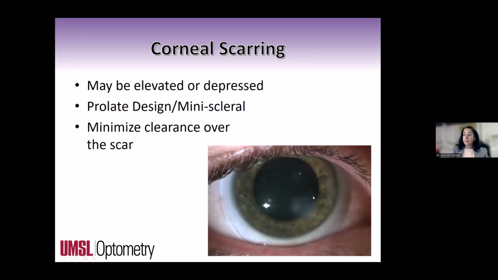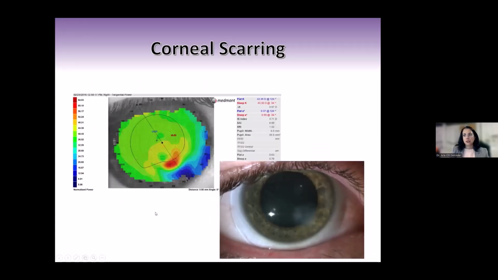So I'm going to pick a mini scleral design because I just like those better. And I'm going to go prolate because it should be normal. Now, if my scar was here and it was depressed, that might change. I might choose an oblate thin. This scar's right out here. If it's elevated, it's not incredibly large. I think a prolate is going to be my best first lens.